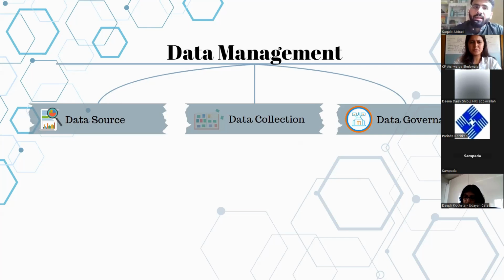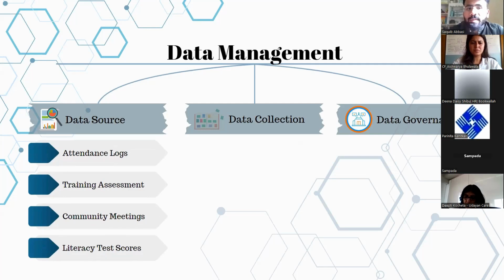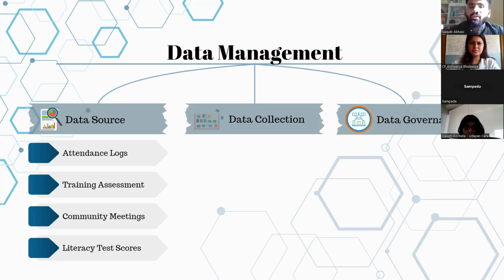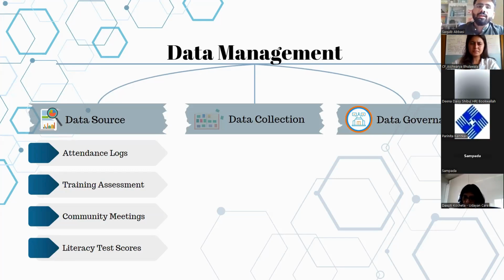In the context of the case study that we took, what can be potential data sources? By data sources we mean from where the data is actually going to come, right? How we will get that data. One potential source can be attendance logs. This is the attendance of the children, which is going to inform us how many children are actually attending the classes, how many parents are coming for those community meetings.